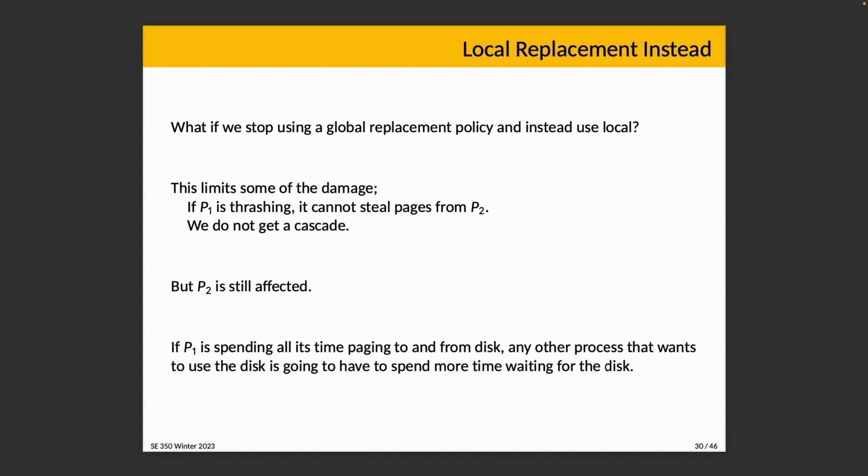But nevertheless, process P2 is still affected at least a little bit. If P1 is spending a lot of time paging to and from disk, any other process that wants to use the disk is going to have to spend more time waiting because the queue is longer. So there are very small but noticeable effects on other processes. It's not as though you can just completely avoid this altogether and say, yep, that's process P1's problem, right? If they're having a bad time, everybody's having a bad time to at least a small degree.